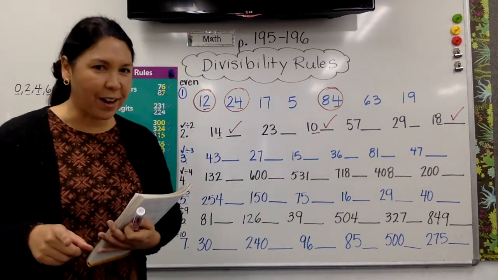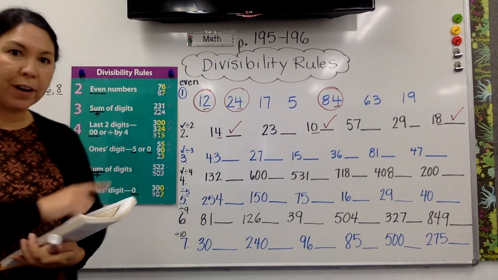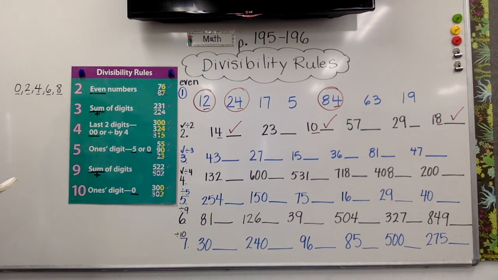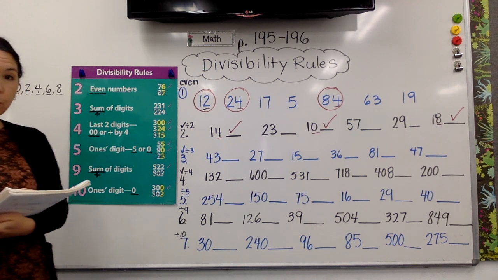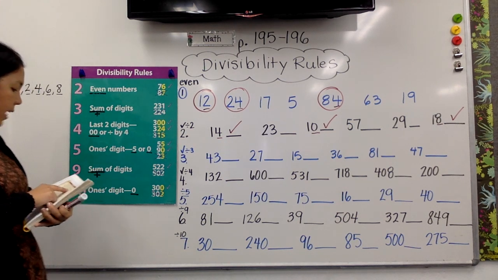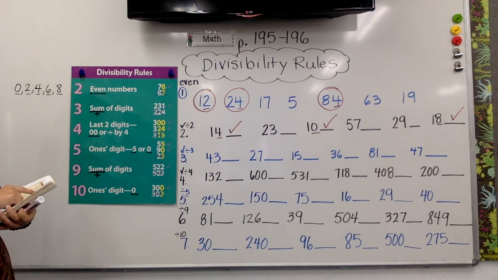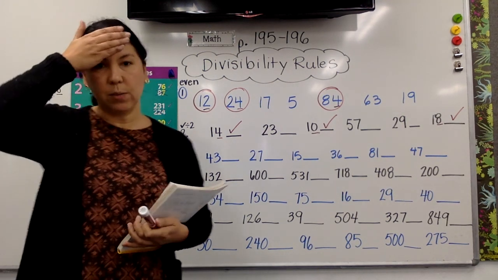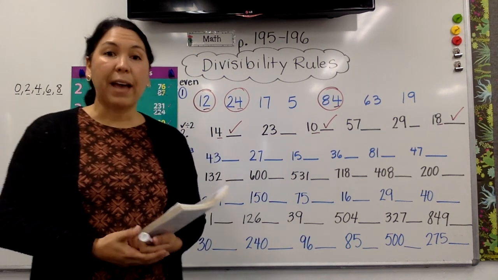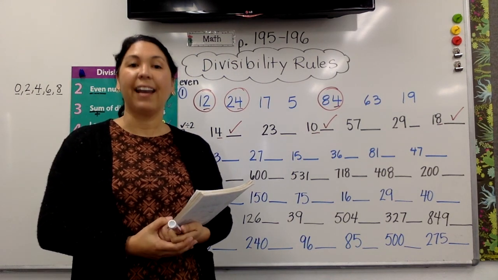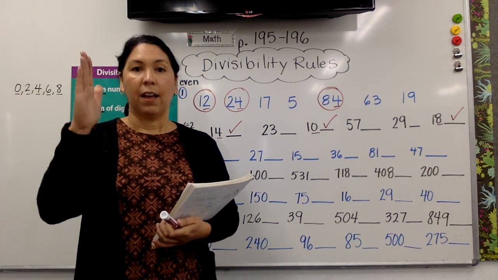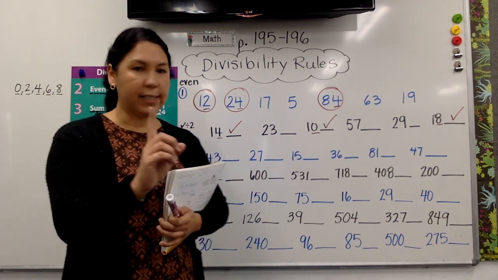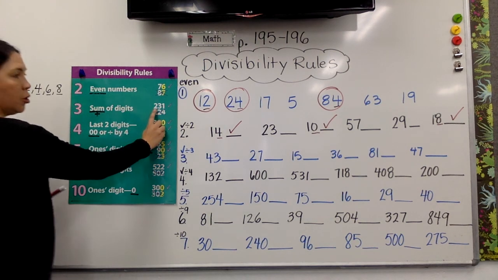3's got a fun one. So I'm going to read you the rule from the book and also show you here on the poster. So a number is divisible by 3 if the sum of the digits is divisible by 3. And you might say, sum of the digits, what is she saying? All I'm asking you to do is add up the numbers that are in the number and see what you get.